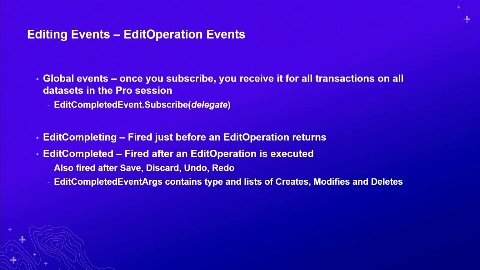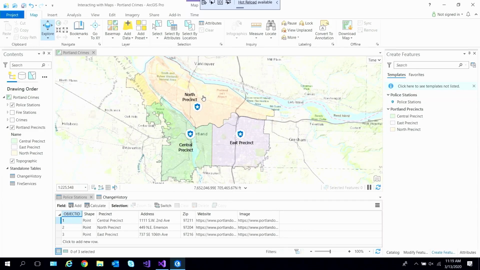We don't yet have the data changes interface from the old ArcGIS days. We haven't brought that across yet. When we do, that'll be a far better way to actually track data changes. Edit completing is an event that we added recently, and that fires just before the edit operation returns, so before the execute, if you like, and then you can do some additional work in there. All right, so now I'm going to pass over to Narelle, who will do a demo on editing events.